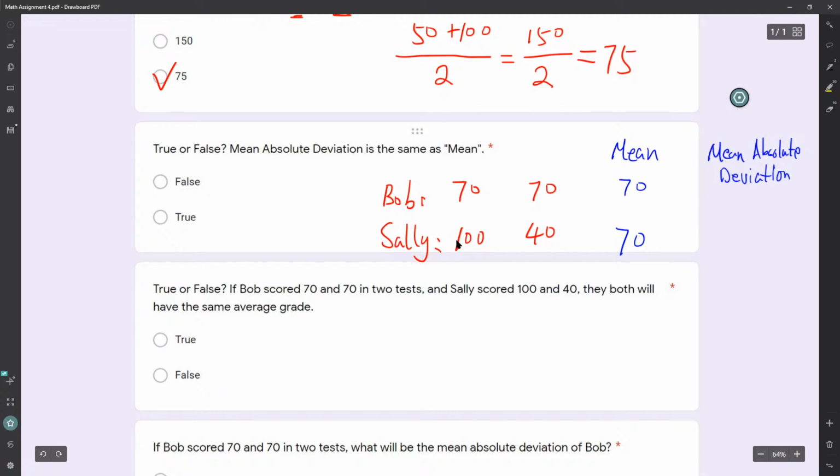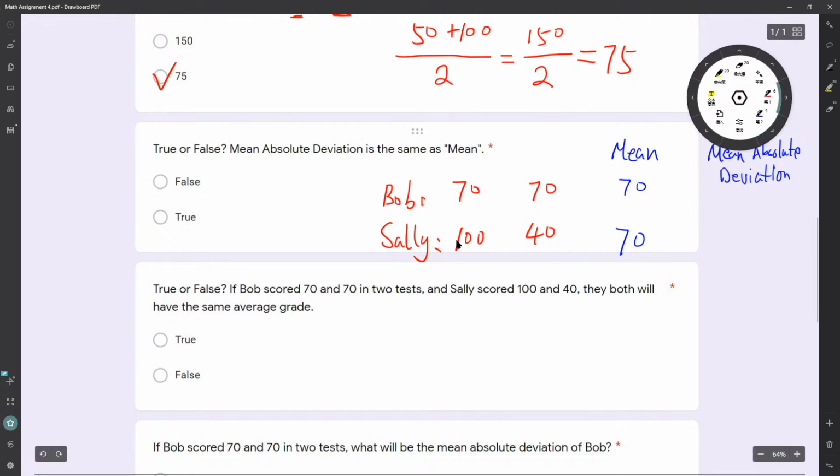And to find the mean absolute deviation, we are actually comparing the actual grades to the mean grades, to the average. So if you look at Bob, you will see his actual grades, the red ones, are the same as the mean. There's no difference. So we say for Bob, his mean absolute deviation is 0.